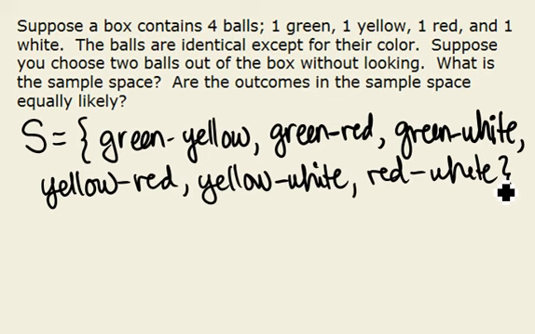It lists all possible outcomes for this experiment, which is just considered to be choosing 2 balls out of this box of 4. Now what we want to say is, are these outcomes equally likely? So are you equally likely to choose green and yellow as you are to choose green and red, and so on? In this case, because we have one of each ball, none of them have a higher probability of being chosen than another, so these outcomes are equally likely.